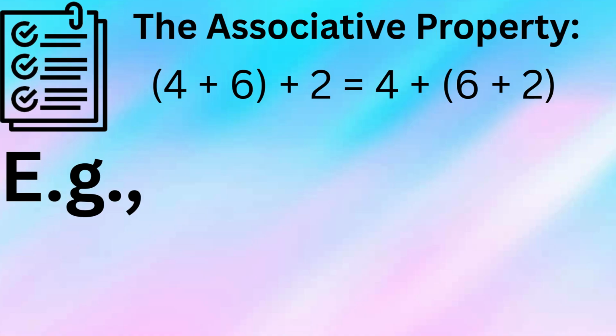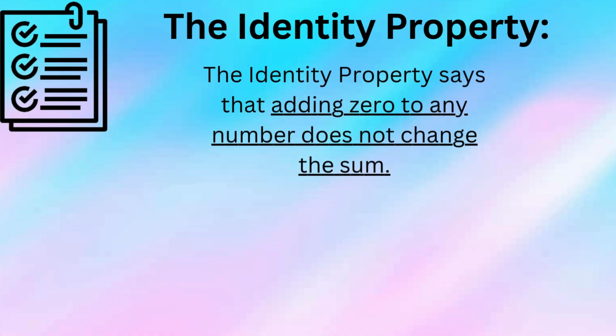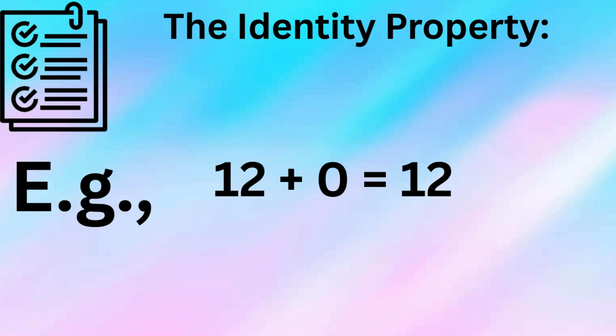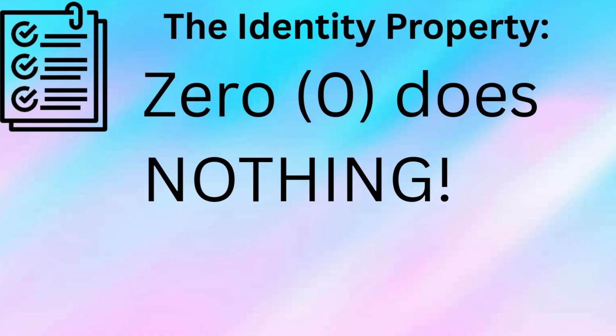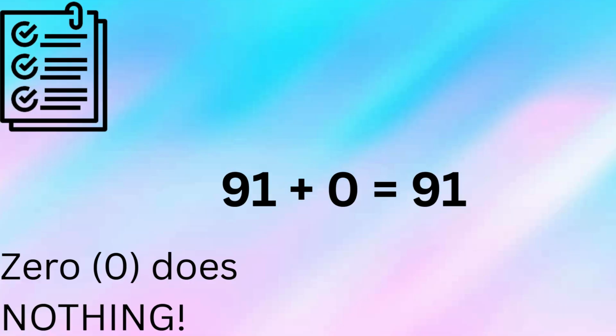The third property you'll be learning is called the identity property. It says adding 0 to any number does not change the sum. For example, 12 plus 0 equals 12. Or, in the second example, 91 plus 0 equals 91. 0 in this case does not do anything, so it doesn't change anything. 12 plus 0 equals 12, and 91 plus 0 equals 91.